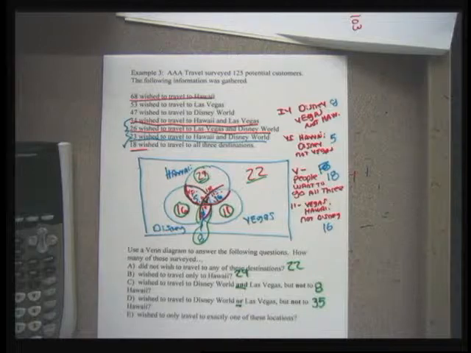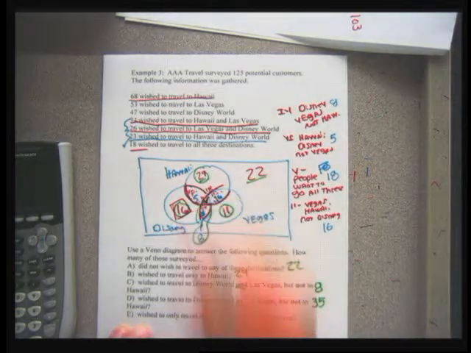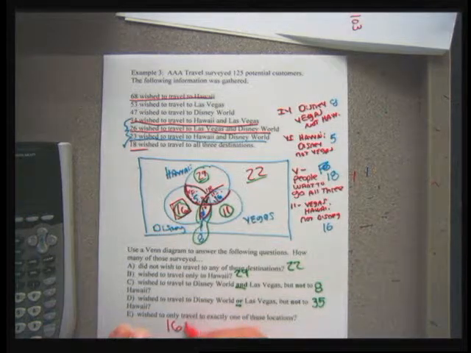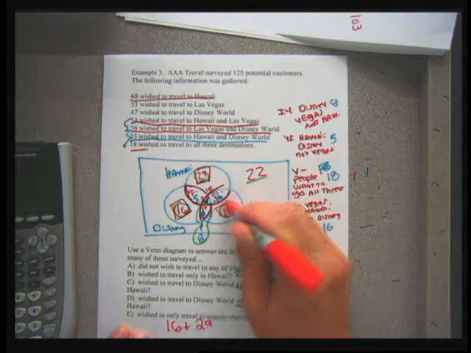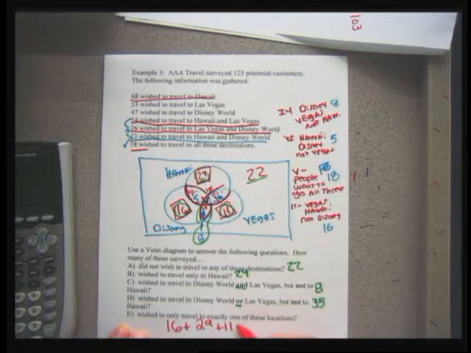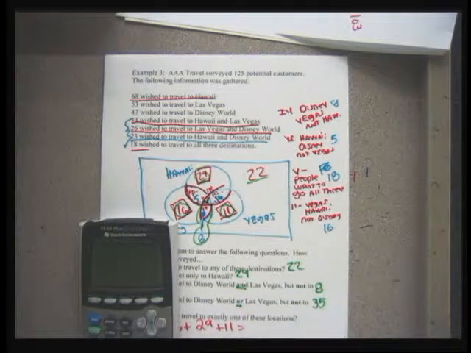I want to know all the people that only want to go to one destination. That's going to be the 16 people there that only want to go to Disney, the 29 people up here that only want to go to Hawaii, and the 11 people down here that only want to go to Vegas. And when I add those up, that's going to give me all the people that want to go to exactly one. And I get 56.